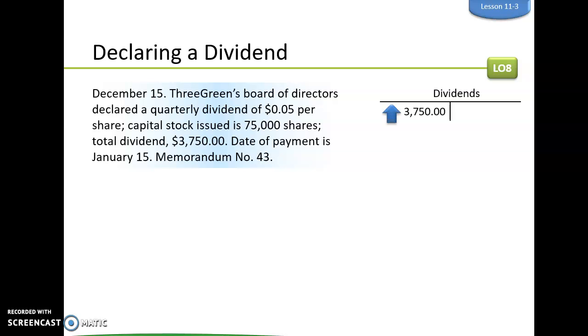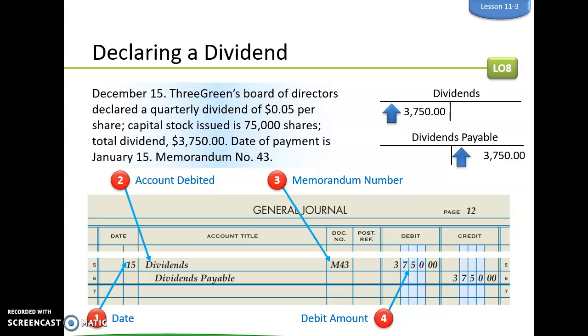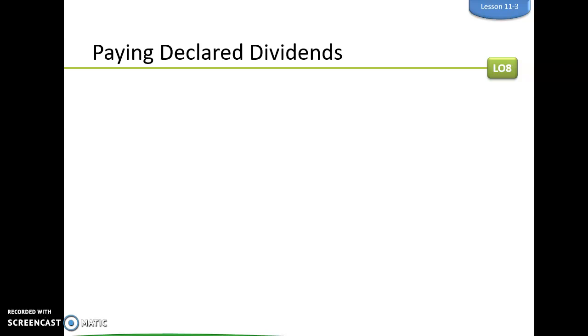So let's just show the T account here. We're going to increase dividends, and we're going to increase dividends payable. All right, so now we'll show what that looks like in a T account. So we're going to have dividends, debit, dividends payable, credit, the date, the 15th, and again, it just told us that it was coming from that memorandum, and that's going into the general journal. Okay, so now we just declared dividends. That was before. We declared it, and now we're going to pay it. So now we're in January, and we're going to pay our dividends.